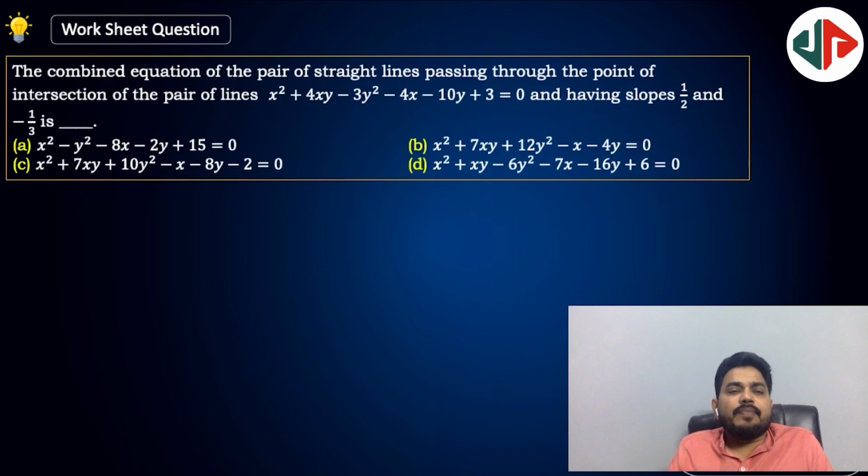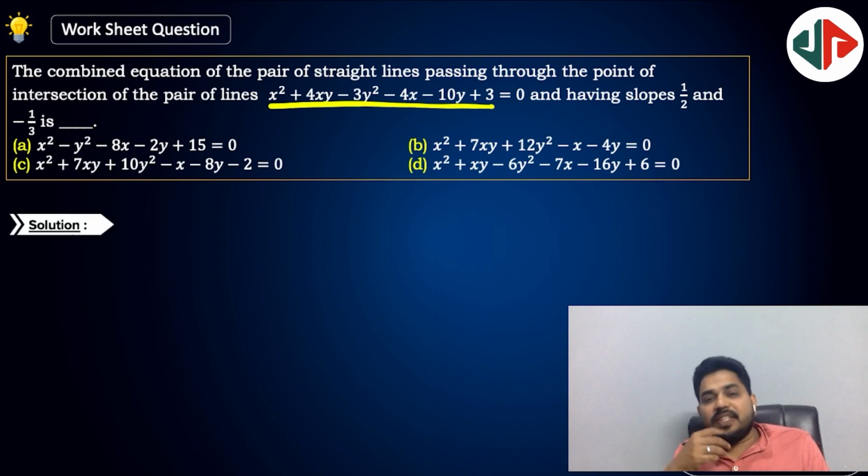Next question is the combined equation of pair of lines passing through the point of intersection of the lines and having the slopes 1 by 2 and 1 by 6. The combined equation of pair of lines passing through the point of intersection of these two. So what is the point of intersection of these pair? One is you have the formula, but I suggest you go for the partial differentiation.